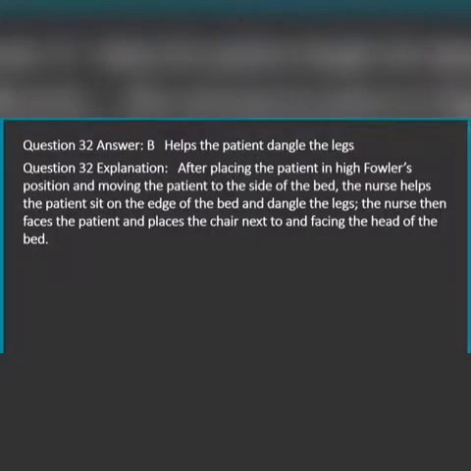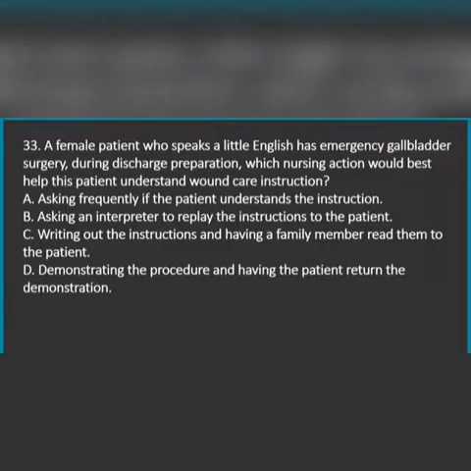Question 32 Explanation. After placing the patient in high Fowler's position and moving the patient to the side of the bed, the nurse helps the patient sit on the edge of the bed and dangle the legs. The nurse then faces the patient and places the chair next to and facing the head of the bed. Question 33. A female patient who speaks a little English has emergency gallbladder surgery. During discharge preparation, which nursing action would best help this patient understand wound care instruction?